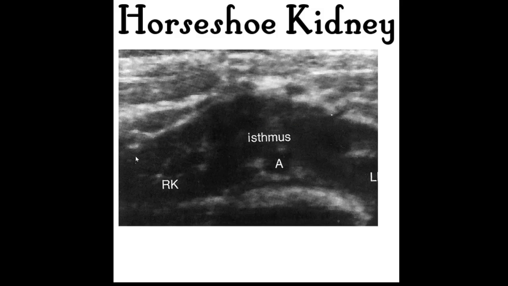Here's another example. We have the right kidney, left kidney, and an isthmus or a bridge of renal tissue that connects the two on the inferior side. Again, that is anterior to the aorta.